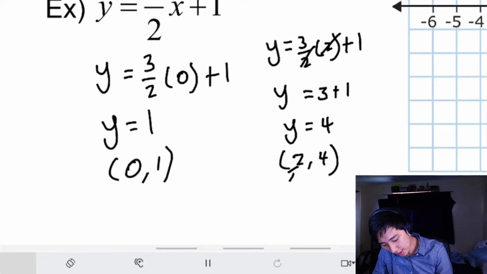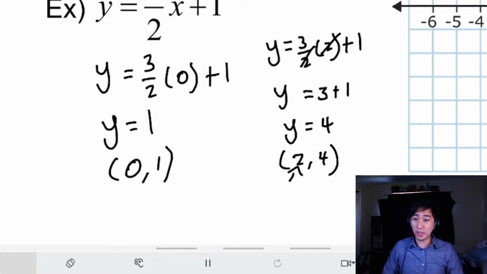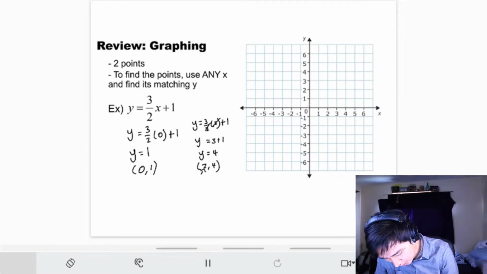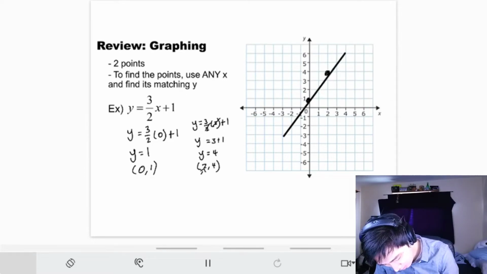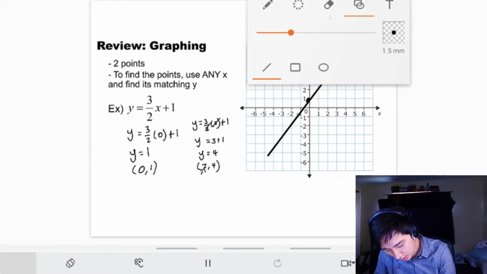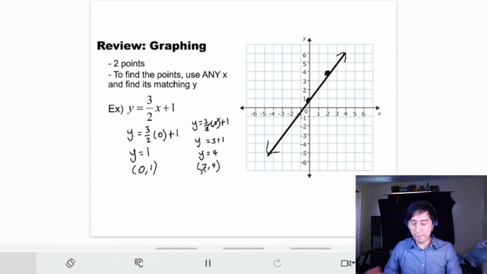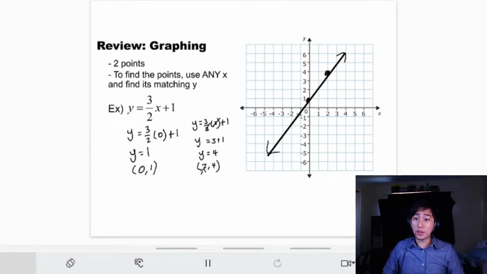And again, my point is going to be (2, 4). And the way I get that is, again, this first number, that's the x I chose. My second number is the y that I got from it. So now, putting it together, we have (0, 1) here, and (2, 4). It's right here. And then we just draw our line through them. And then, of course, as always, we put our arrows. That's it. So this is how you guys are going to be graphing.